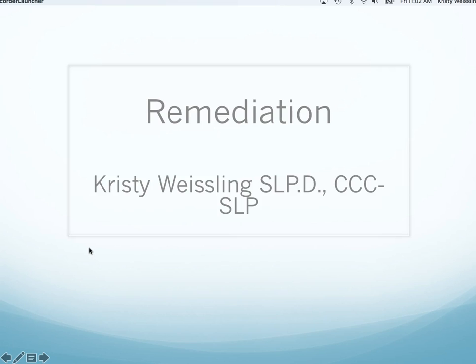I'm going to use the terms remediation and restoration interchangeably. The idea here is that there is some kind of process going on that is going to try to improve the function of the individual with aphasia. And those two terms are often used pretty synonymously. So when you work in skilled nursing, the term restoration or restorative is often used. The ASHA documents tend to use the word remediation. So I'm going to use those terms interchangeably, so keep that in mind.